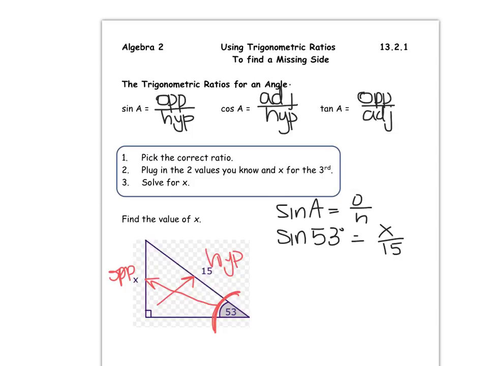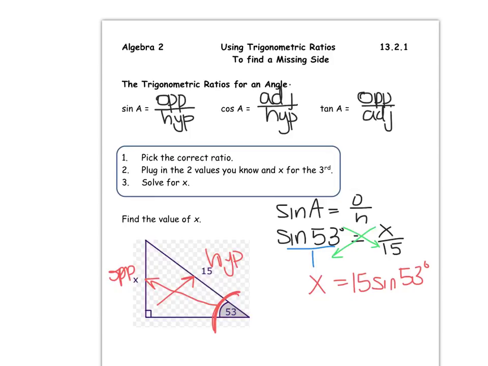So we're going to make a proportion out of this by putting the sine over 1 so that we can cross multiply, and possibly we'll have to divide. X times 1 equals x. Sine of 53 times 15. I always like to put the number first and the sine or cosine or tangent second, so I don't have to use parentheses.